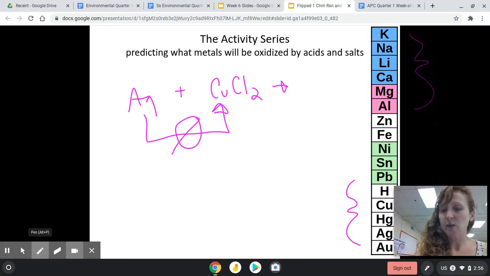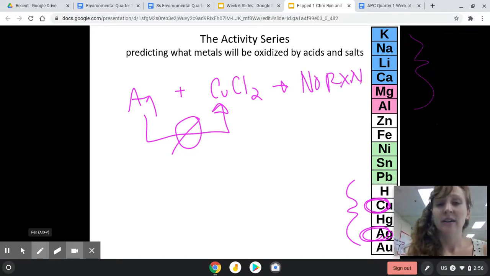So if we look at our two examples, we have copper and we have silver. Well, silver is below copper on the activity series. Silver does not want to be in a compound. And so this is a no reaction situation. Silver is much happier being alone than copper is. And so no reaction will happen here. Silver will just continue to sit on the bottom. Copper chloride ions will float around, mingling with each other, and no reaction will actually happen.